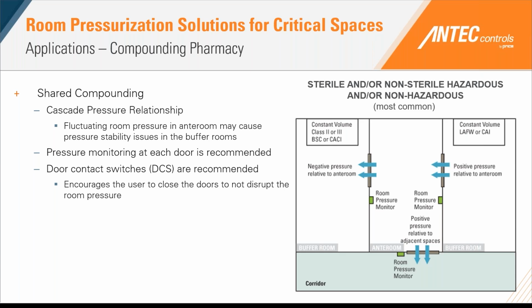The key item to note here is that shared compounding pharmacies typically have a cascading pressure relationship. What this means is the pressure set points required for these pharmacies are measured in reference to each other. So a fluctuating room pressure in your anteroom may cause pressure stability issues in your adjoining spaces.